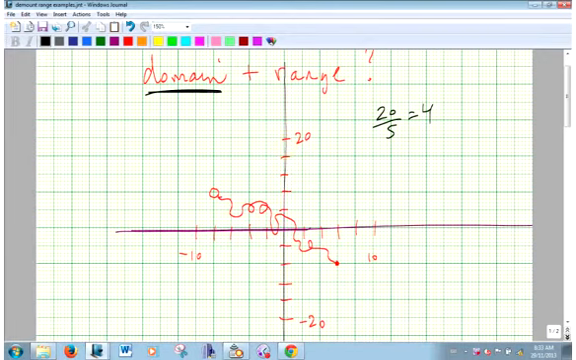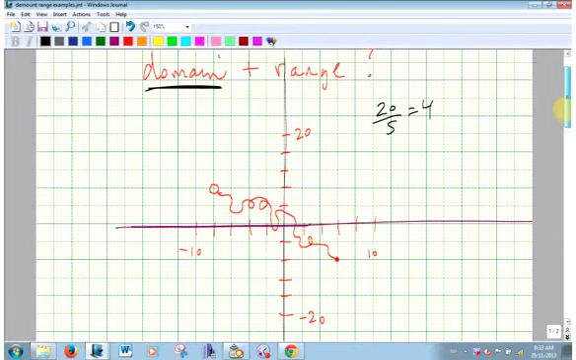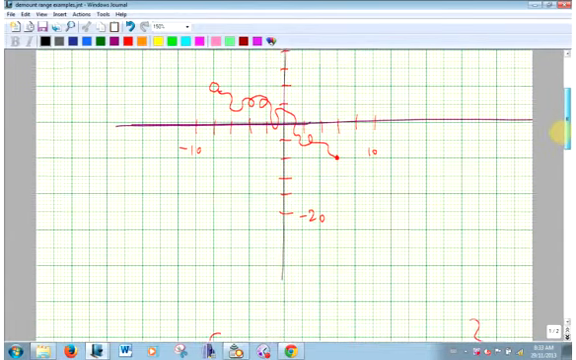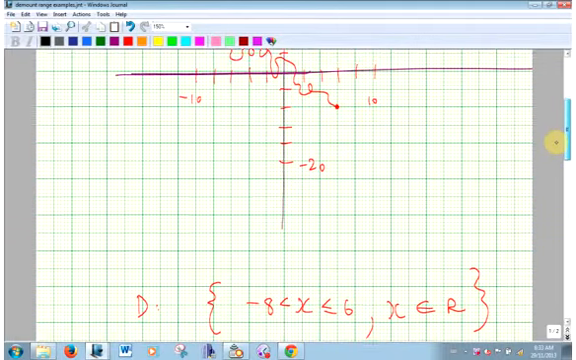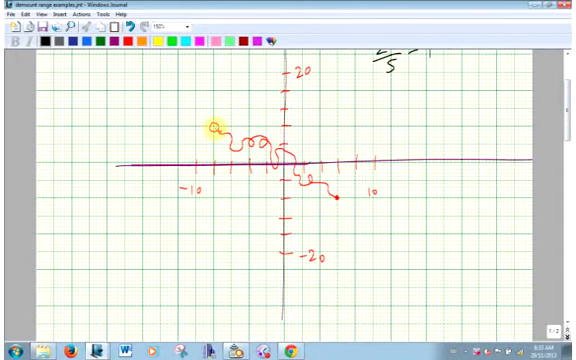Okay, who's got it? What's the domain? Anybody else, other than Alicia or Tyrell? Because I know they got it. Or Colton. Okay, Colton, what do you got? X is greater than negative 8, less than or equal to 6. Okay. Why did you not include negative 8? Because it doesn't include negative 8.